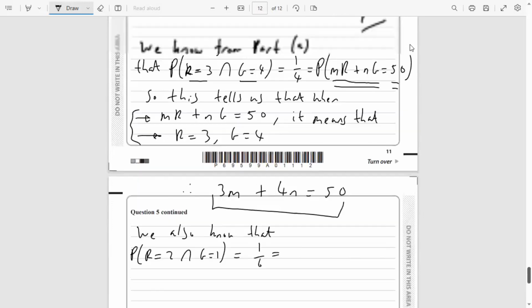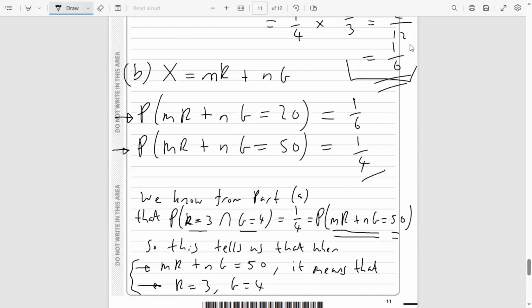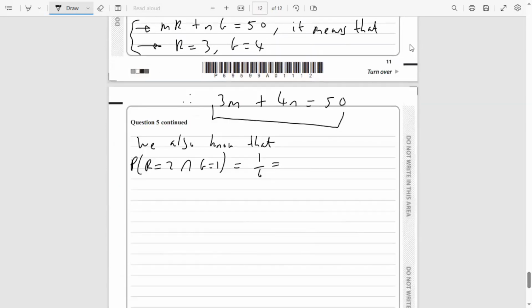But that's exactly the same as our new probability in our question here, this one here, the probability that MR plus NG is equal to 20. So the probability that MR plus NG is equal to 20.